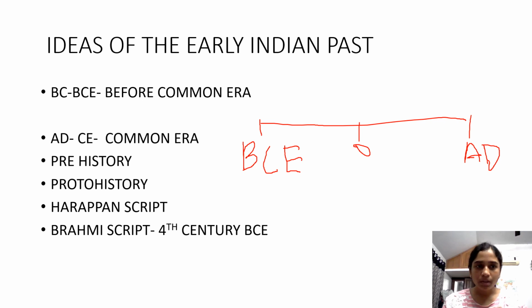Next, what you have to remember is Harappan script. Harappan script is the most important script which is undeciphered. Next is Brahmi script. Brahmi script is the 4th century BCE script which is the earliest deciphered script. So remember that the Harappan script is the earliest script, but it has not been deciphered. And Brahmi script belongs to the 4th century BCE, and it has been deciphered.